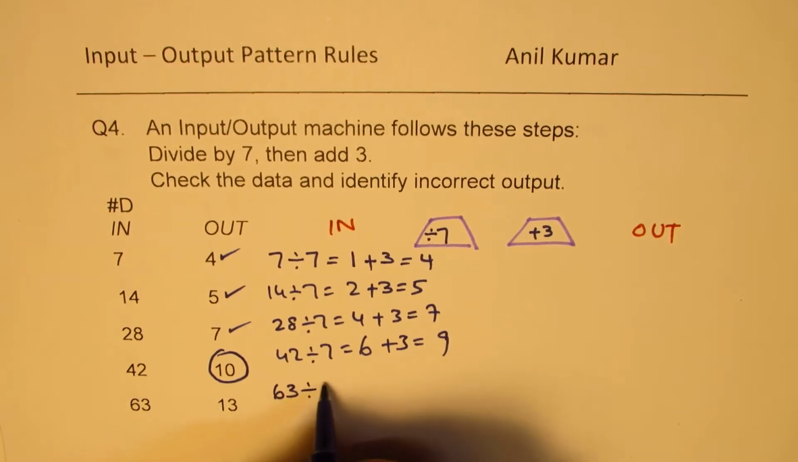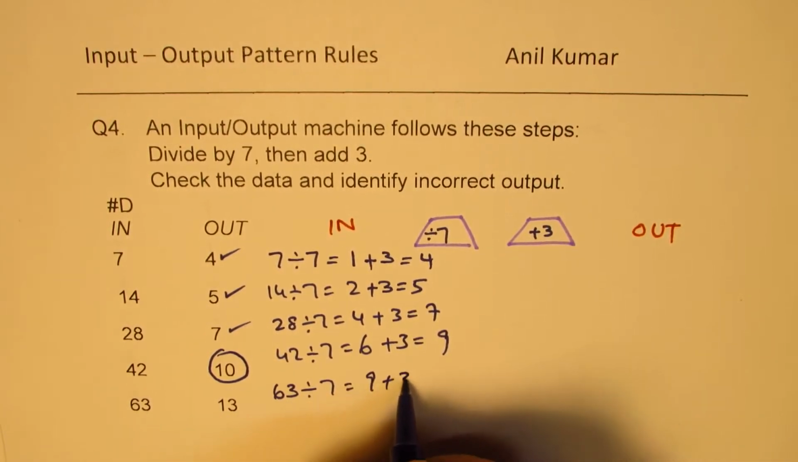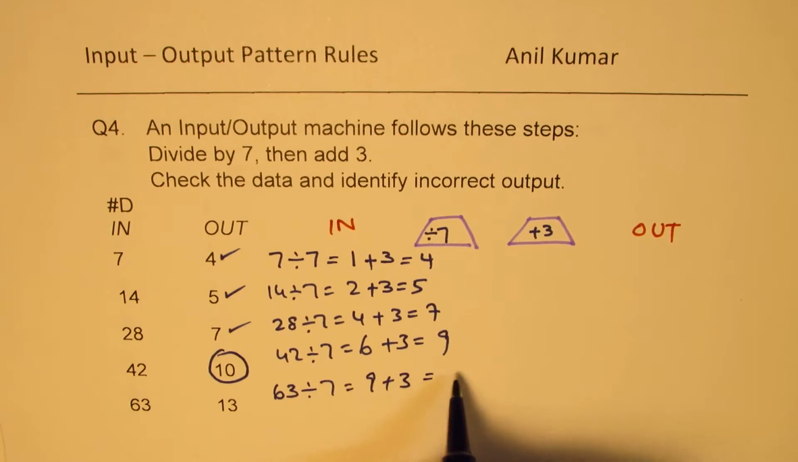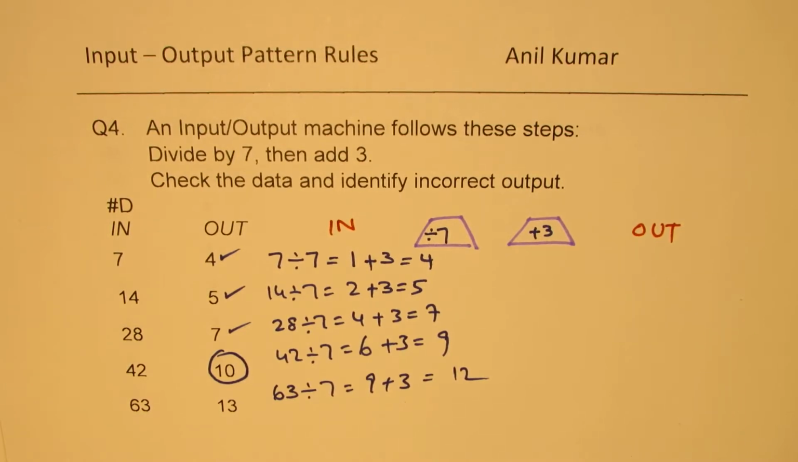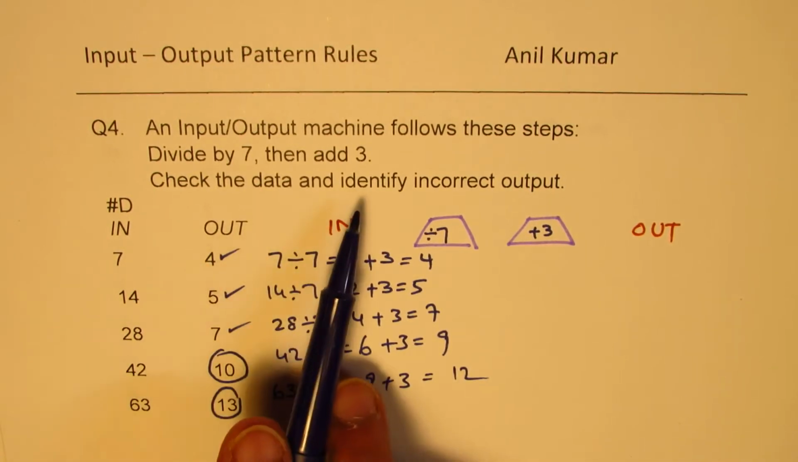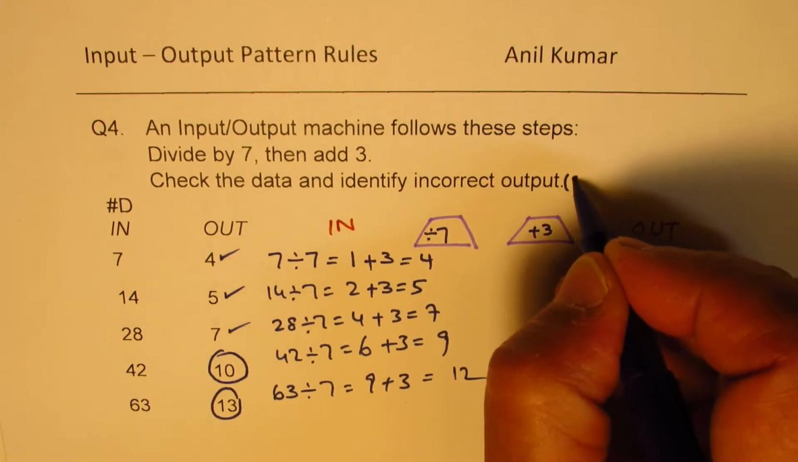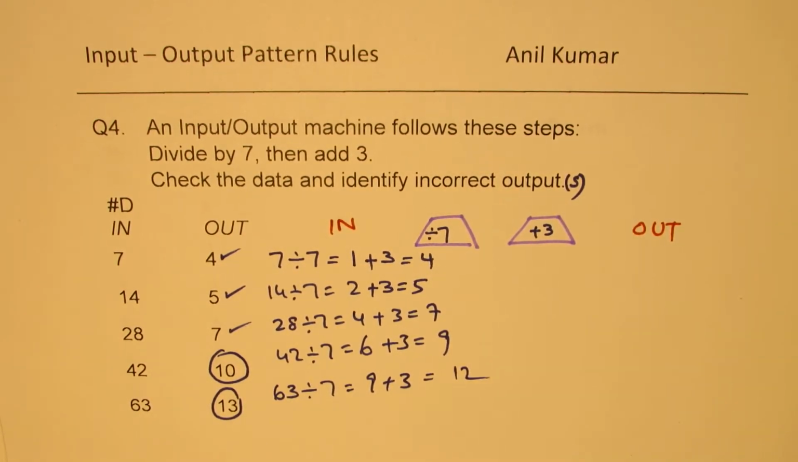63 divided by 7 is 9, plus 3 is 12. So 13 is also not correct. Correct? So we have two wrong outputs in this case, right? And that is how you can check the output. So check the data and identify incorrect output or outputs, right? There are more than one which are incorrect in this case.